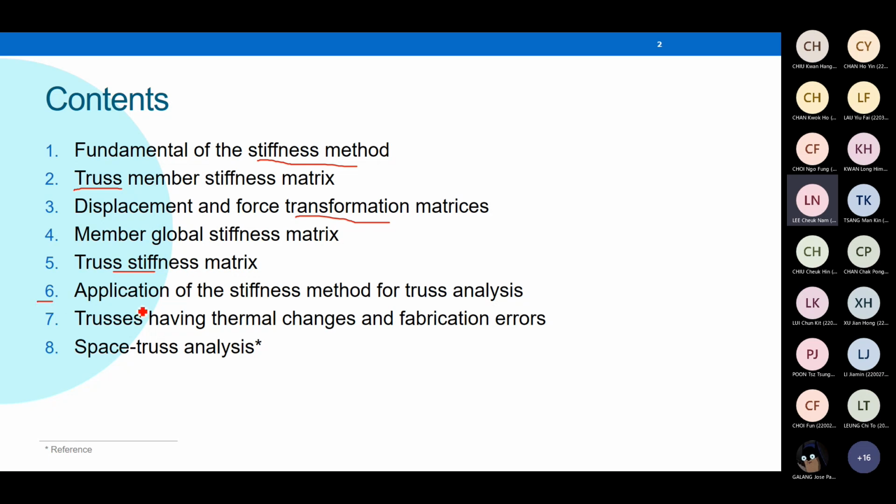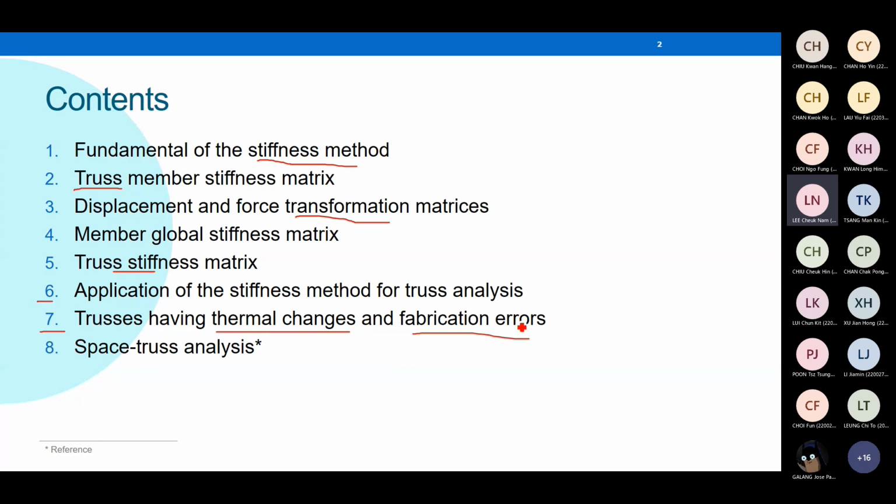Starting from section 6, we start to discuss how to apply the CBUS method to analyze trust structures, applications. In chapter 7, we discuss other external effects. Other than external loading, structures may sometimes be under other actions like thermal change. Thermal change means temperature change. Under temperature change, internal force will develop inside the structures. Under high temperature, we may have internal stresses. We will start to discuss how to handle thermal change right here.